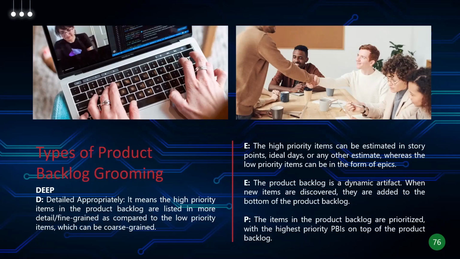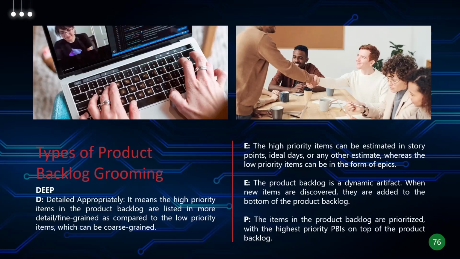E stands for emergent. This basically means that the product backlog is a dynamic artifact, right? So whenever newer items are discovered, they should be added to the bottom of the product backlog. If there's a product that you're developing or maintaining, the product backlog, you can never complete it, right? You can never freeze it. You have to continuously update it based on whatever valuable information you're constantly getting, based on your changing demands, customer demands, things like that. So the product backlog is constantly emerging.